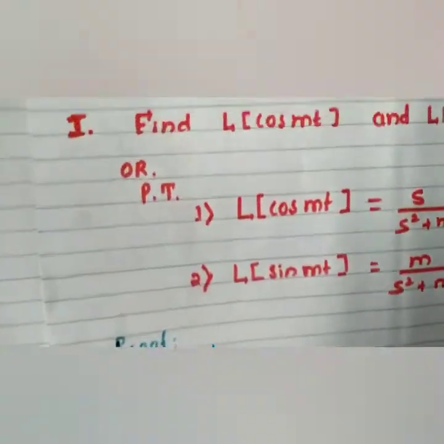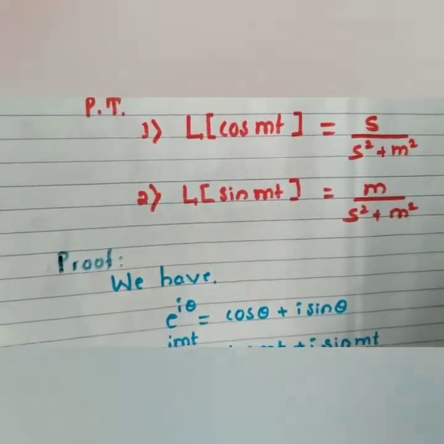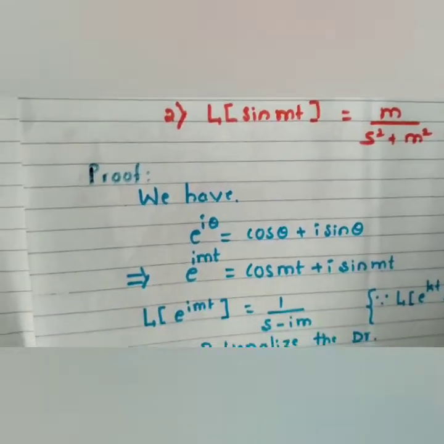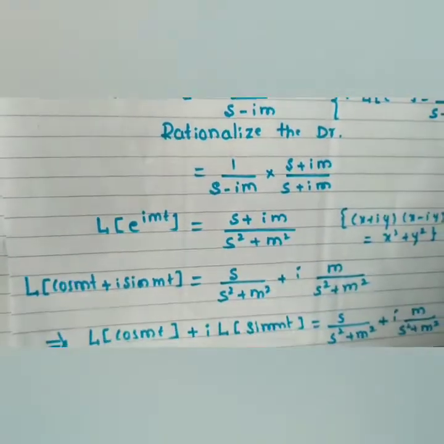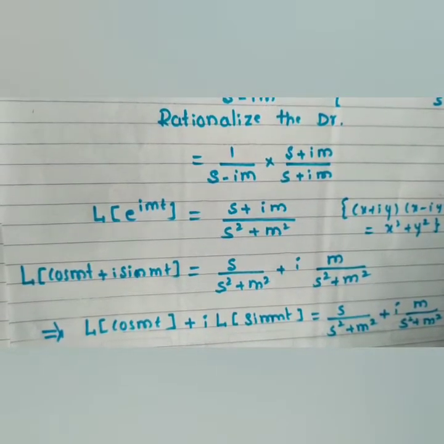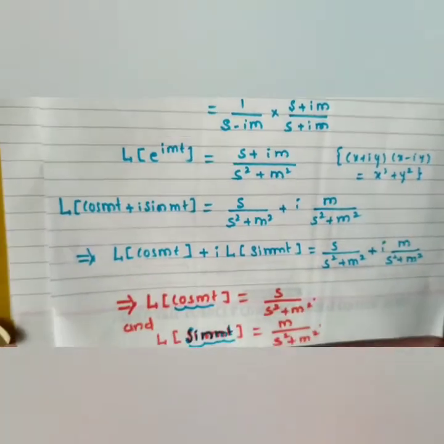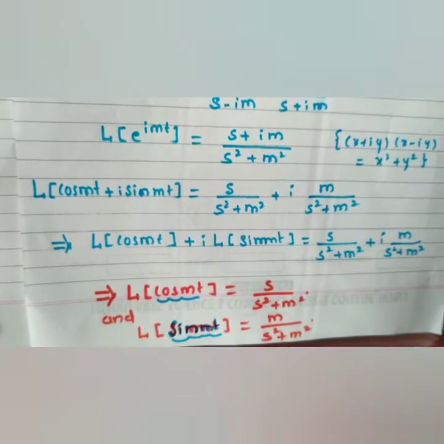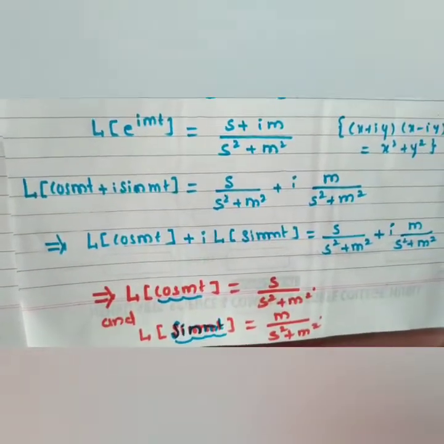So, here we proved the results for L of cos mt and L of sin mt with the help of e raised to i mt being cos mt plus i sin mt: operating L, rationalizing and simplifying, splitting the denominator for the numerators, replacing e raised to i mt on the LHS as cos mt plus i sin mt, and comparing the real and imaginary parts. Finally, we get L of cos mt is s by s square plus m square, and L of sin mt is m by s square plus m square.